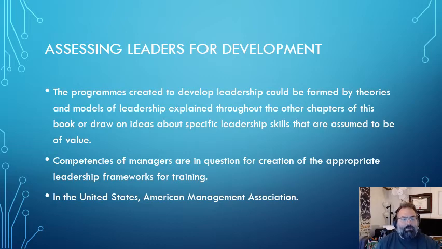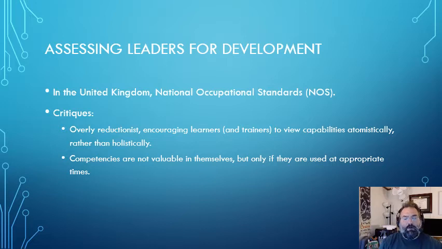Assessing leaders for development. The programs created to develop leadership could be informed by theories and models of leadership explained through the other chapters in this book, or draw on ideas about specific leadership skills that are assumed to be of value. Competencies of managers are in question for creating the appropriate leadership frameworks for training. In the United States, the American Management Association is one organization associated with this. In the United Kingdom, there is the National Occupational Standards, NOS, critiqued as overly reductionist, encouraging leaders and trainers to view capabilities atomically rather than holistically. So they narrow in on each of the individual components of a training program rather than looking at them as an entire thing.